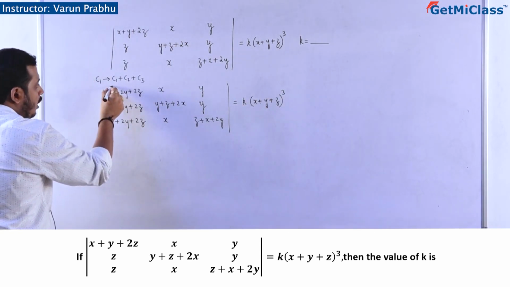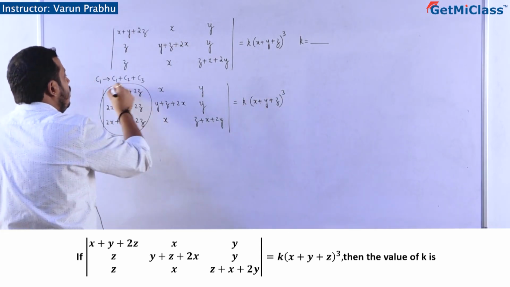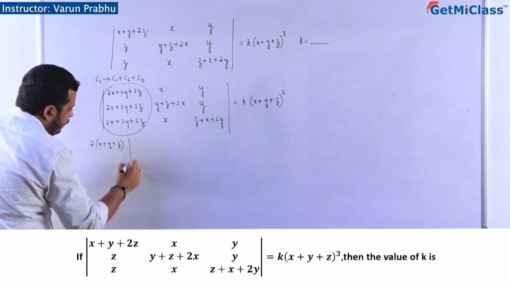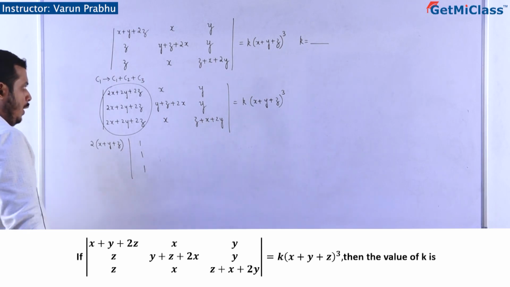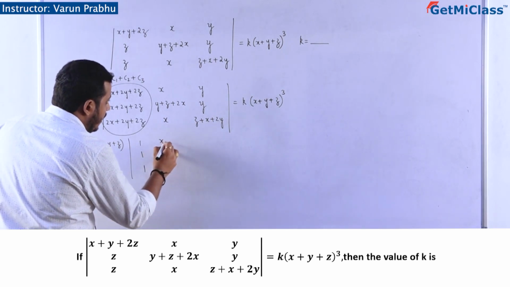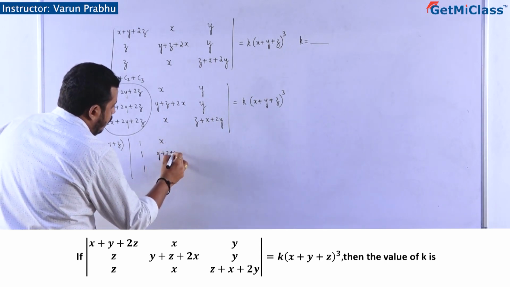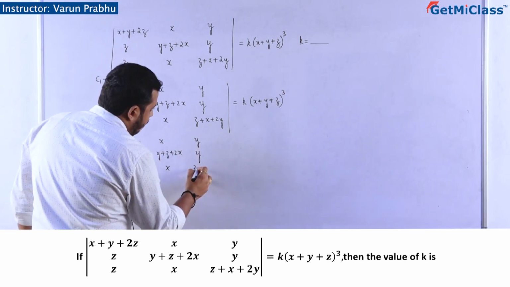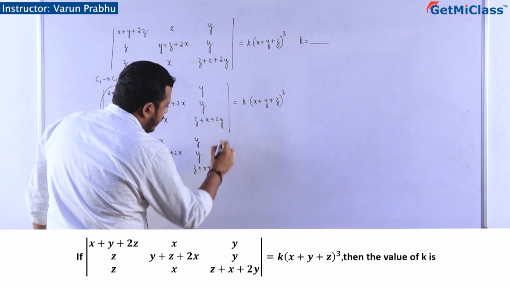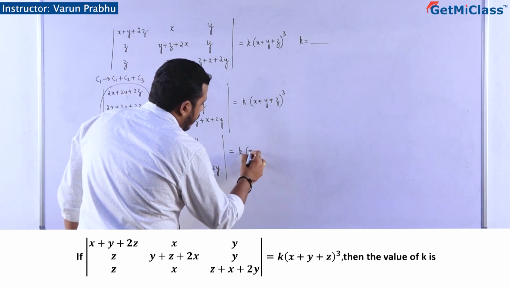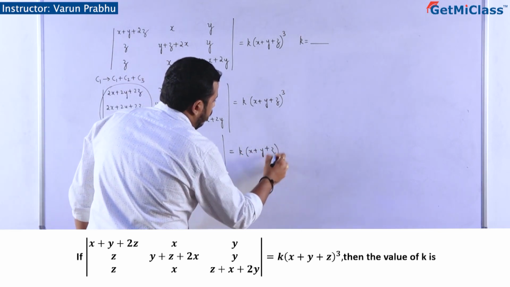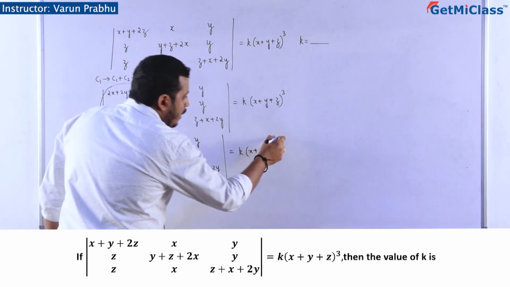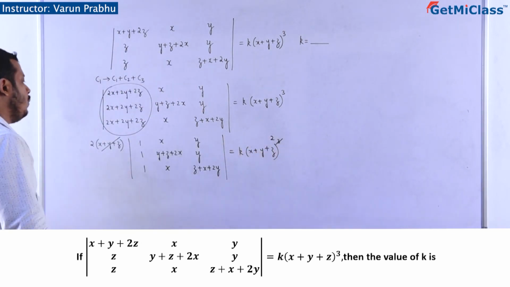Now from this particular column, we can take out 2 times (x plus y plus z). Yes or no? What remains inside the bracket here is 1, 1, 1. This is x, y plus z plus 2x and x, and then y, z plus x plus 2y. That is equal to, what is it? K into (x plus y plus z) the whole cube. Alright. Now if you can clearly see, one part here and one part here will get cancelled. We are left with square.